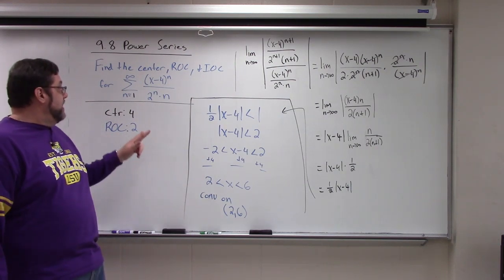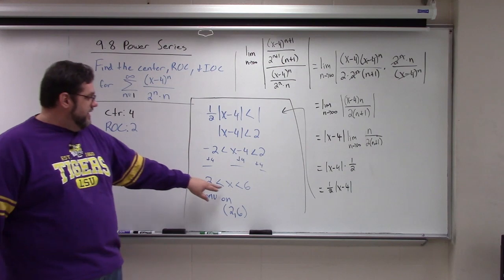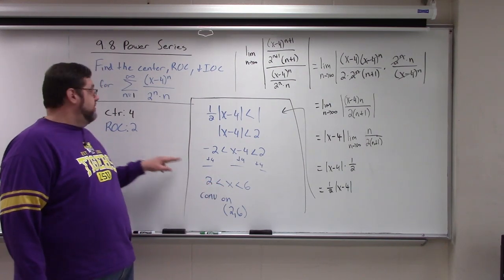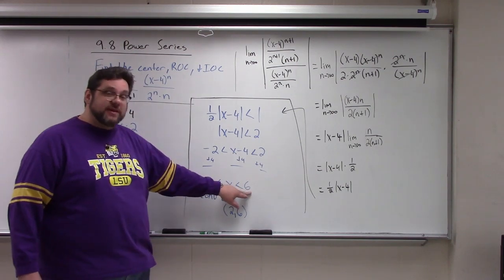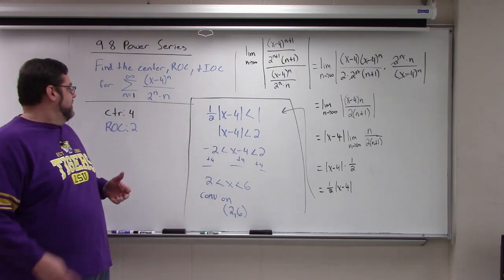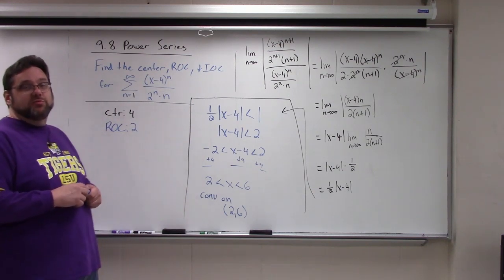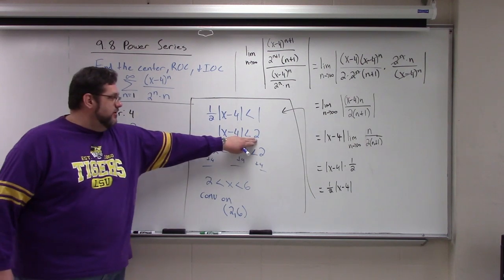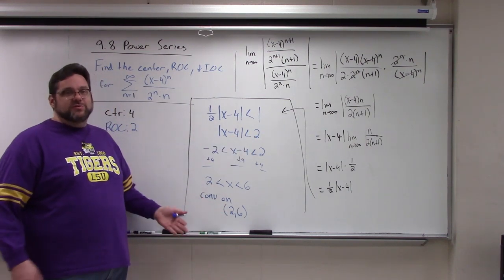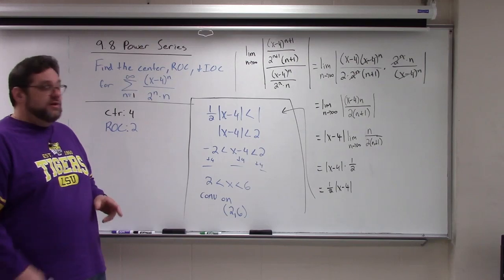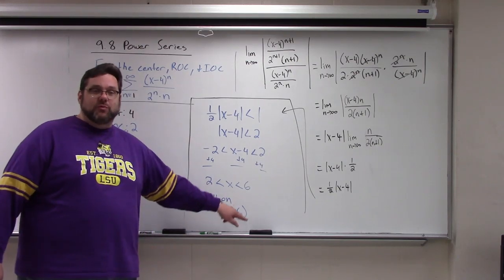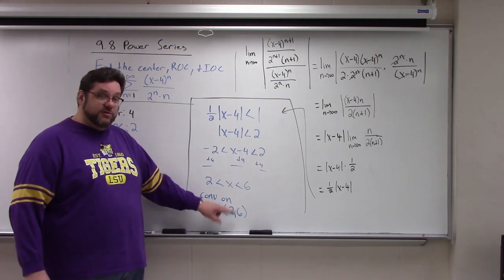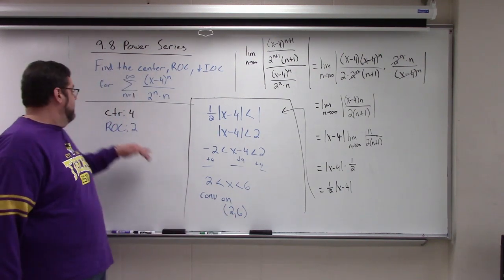But notice also our center is 4, and if you think about 4 being in the middle, what's the distance? From 4 to 2, the radius is 2. From 4 to 6, that distance is 2. So you can find the radius pretty simply. If you don't realize that this is the radius here, then when you find your interval, just ask what the distance from my center to the endpoints is, which should be the same. In this case, the distance from 4 to 2 is 2. The distance from 4 to 6 is also 2. The radius is 2.